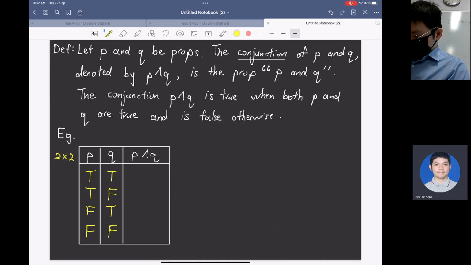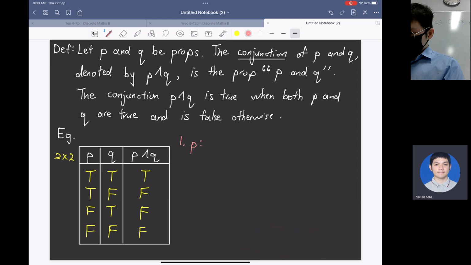Okay, so true P and true Q, P and Q is true. True P and Q false, P and Q is false. False P, true Q, P and Q is false. False P, false Q, P and Q is false. Good. Very good.